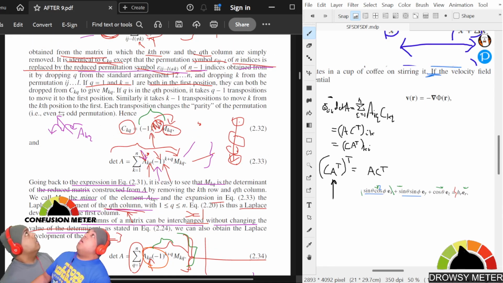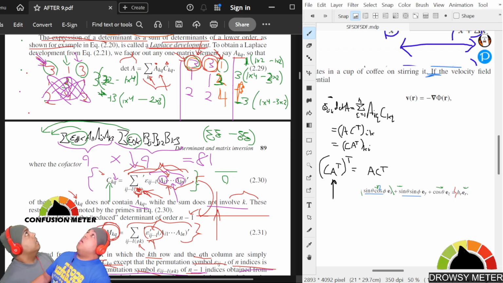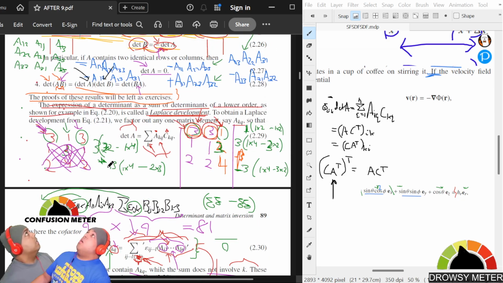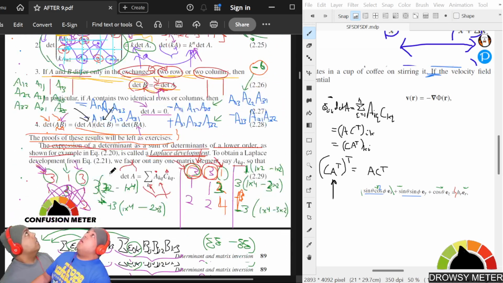The cofactor is a number. Oh yeah, for real. This ki means this is the location of the cofactor. Okay. I should Google stuff more often. I kind of want to reread all this now. Oh my god. I'll just skim it, okay?